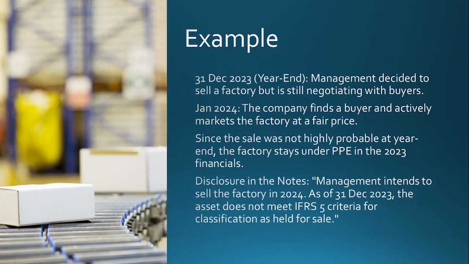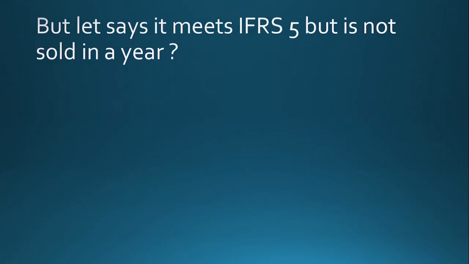However, you're going to disclose in the notes that management has the intention to sell the factory in 2024, because that is when they're going to meet the requirements of IFRS 5. But as of 31 December 2023, the asset did not meet the requirements of IFRS 5, so we could not classify it as a non-current asset held for sale. Now, let's say it does meet the requirements of IFRS 5 and it has been classified as a non-current asset held for sale, but it is not sold within 12 months.